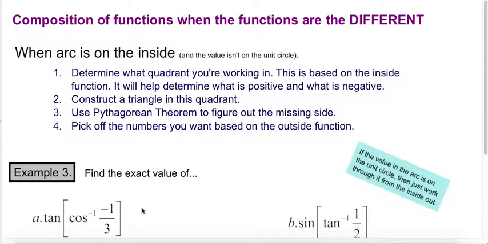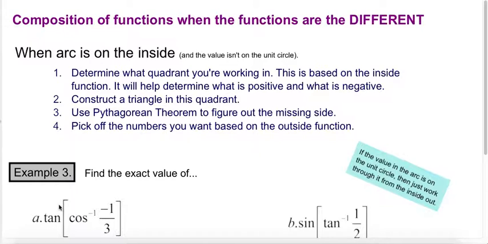So if you look at 3a, if we had the cosine inverse of root 2 over 2, well, we know the value of that arc. We can find that on the unit circle, and then we can take that angle measurement and plug it into tangent and get our answer.